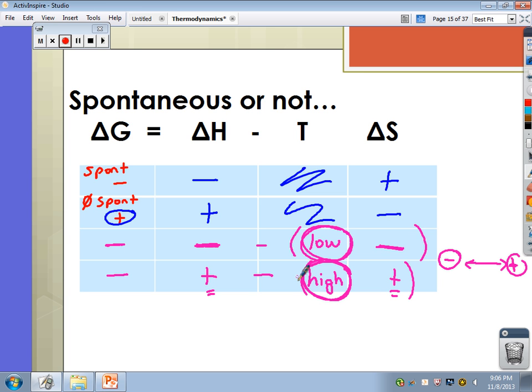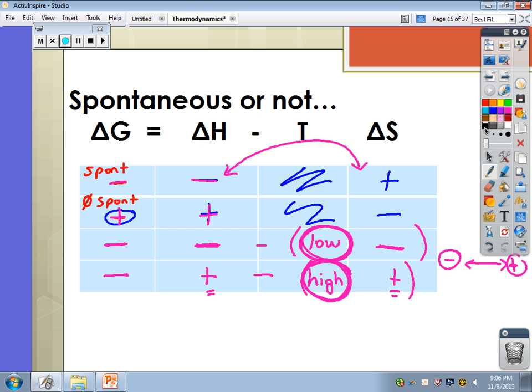So when is delta G spontaneous? Always when delta H is negative. Never when delta H is positive. When the signs are opposite, or when the signs are the same, temperature drives it. So these are only negative when both are negative at a low temperature and when both are positive at a high temperature. So question, what would happen if this changed and this went to a high temperature?